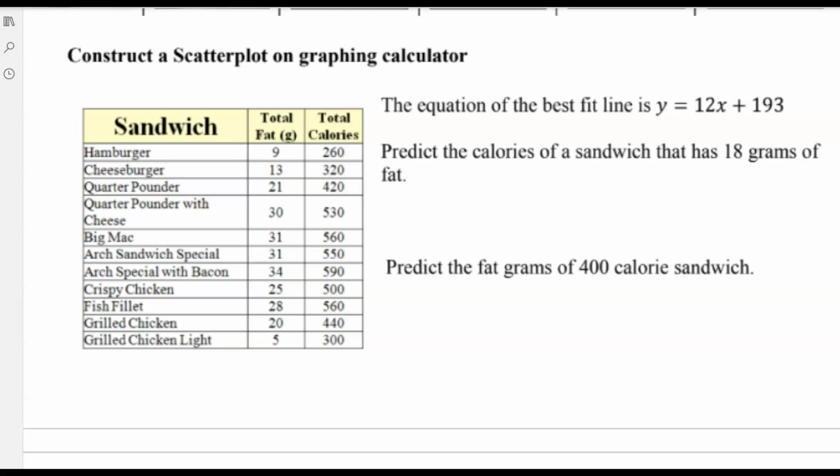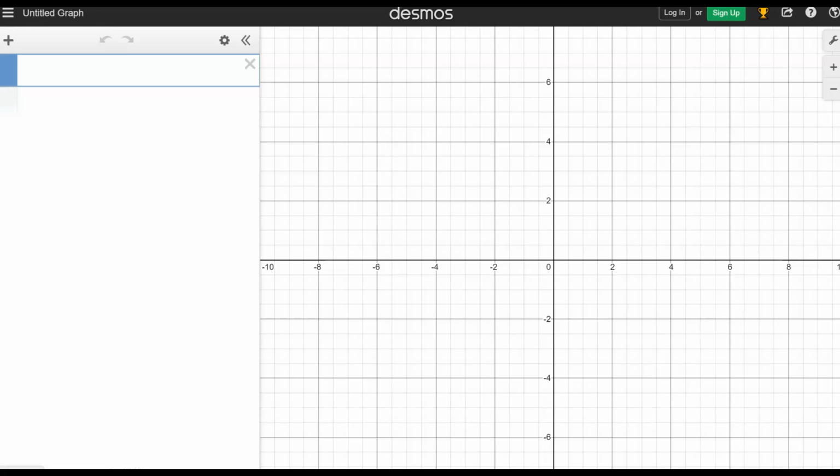As you saw at the beginning of the lesson, it's very tedious to plot those points. So what we'd like to do is use technology to create the scatter plot for us. We're going to create a scatter plot in Desmos. So let's go to Desmos and get started. The first thing we want to do is go to the plus and choose table. And then in the table, we want to put our 2 columns of data.